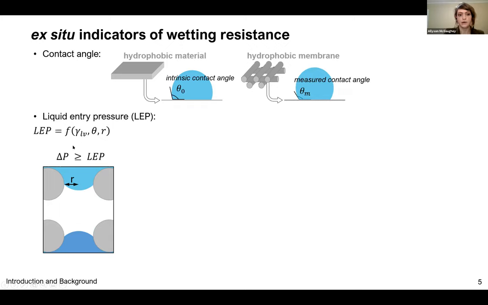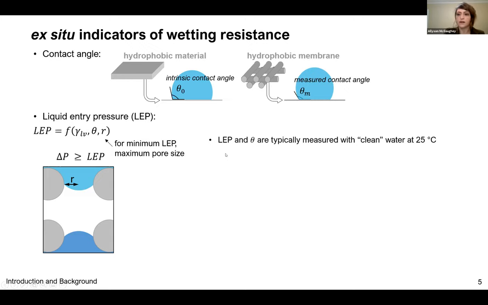According to the classic models, LEP is understood to depend on the surface tension of the feed solution, the contact angle of the membrane, and the pore size R, which for the minimum LEP, which is generally reported, corresponds to the maximum pore size. Both LEP and contact angles are typically measured using clean or pure water at ambient temperature.